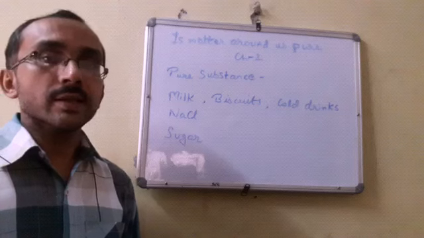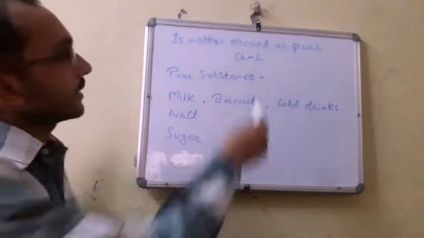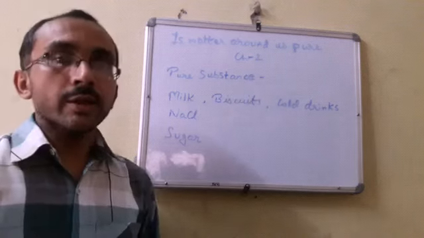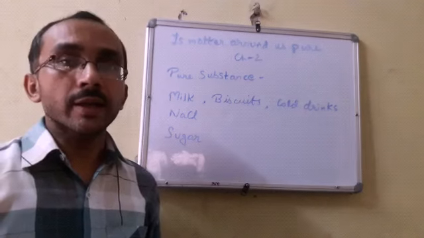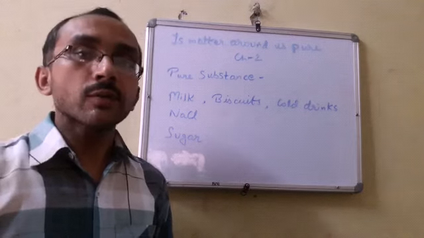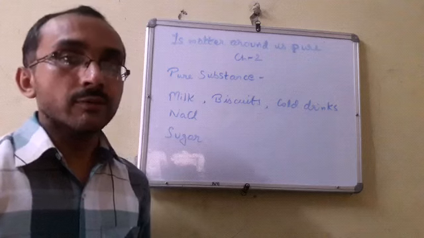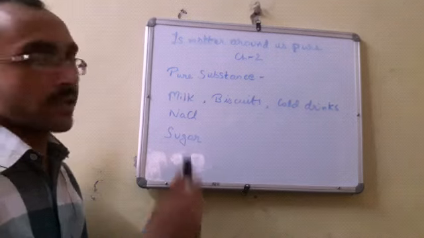Today we will discuss the next chapter, that is chapter number 2, Is Matter Around Us Pure? It means हमारे चारों तरफ जो भी matter है, different forms of matter हैं, क्या वो सभी pure हैं या नहीं? We will discuss all these things in this chapter.